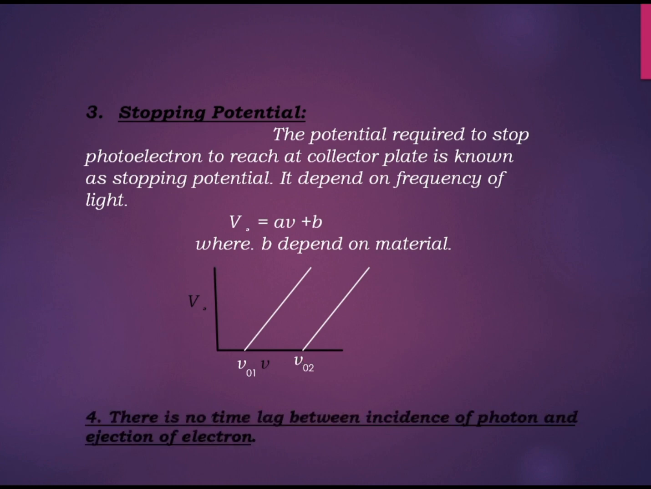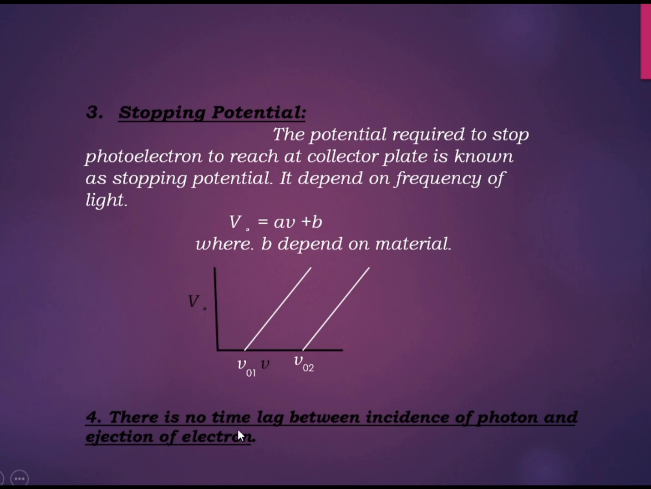Now the fourth result of this experiment was that there is no time lag between incidence of photon and the ejection of electron. What does it mean? The photoelectric effect is actually explained by using the particle nature of light. It cannot be explained by using the wave nature of light. Since we are using the particle nature of light, there will be no time lag between incidence of photon and ejection of electron.